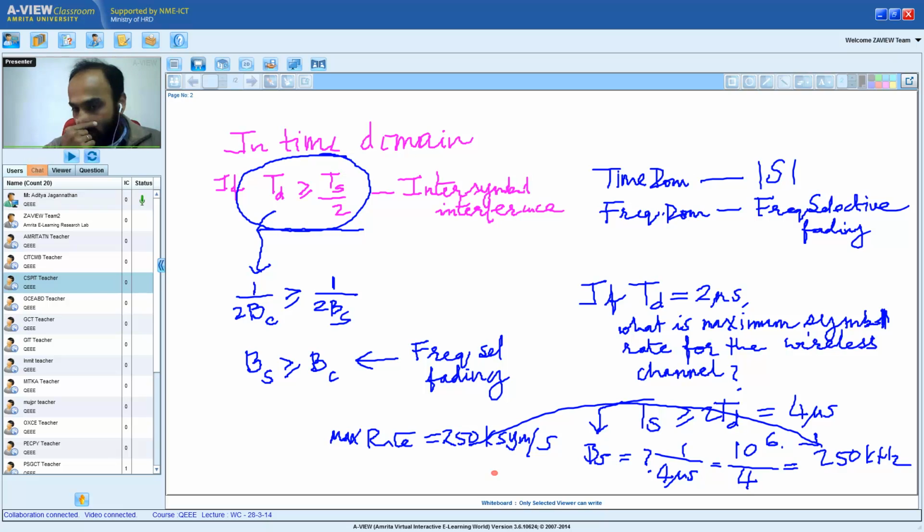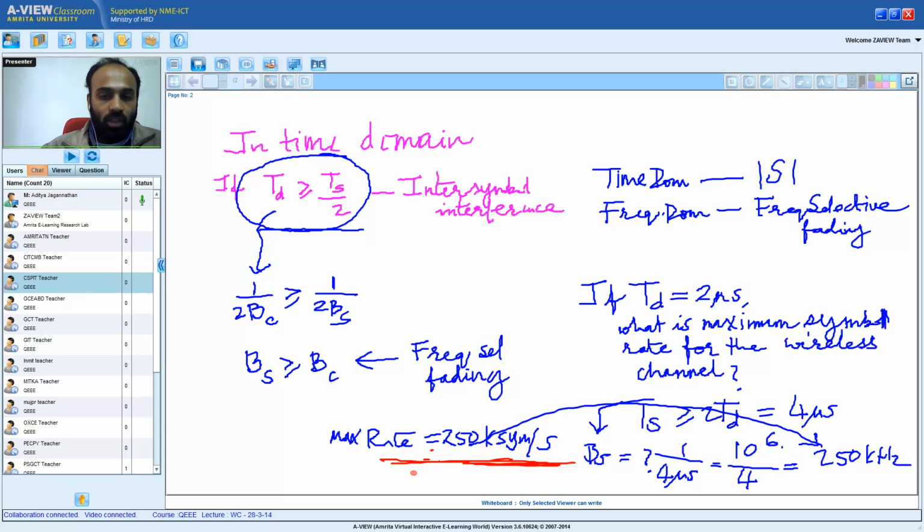Because if you make the symbol timing smaller, then you will have intersymbol interference. To transmit at a higher rate, you have to decrease the symbol time. So the maximum symbol rate that is possible is 250 kilo symbols per second. Does that make sense to everyone? The maximum rate is 250 kilo symbols per second, because if you transmit at a higher rate, you have to decrease the symbol time, and then there is going to be intersymbol interference.